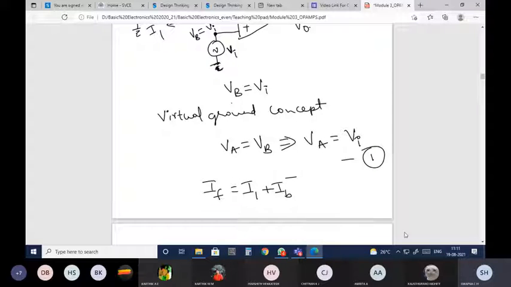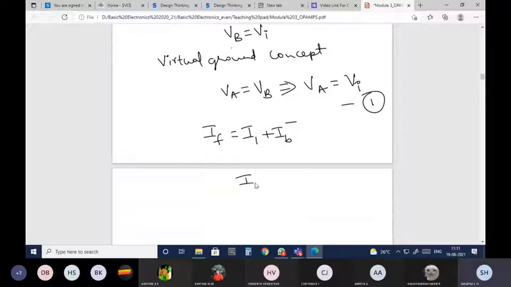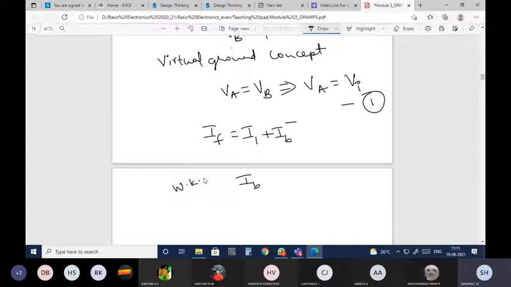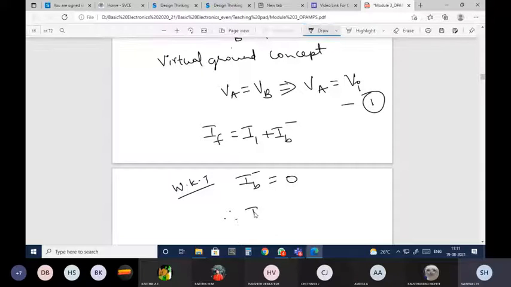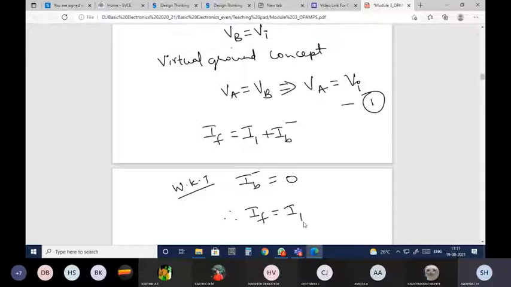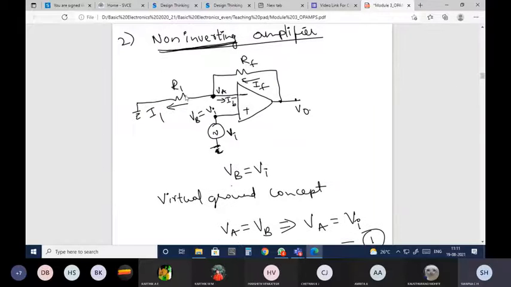Anyway, IB minus value is equal to 0. We know that IB minus is equal to 0. So therefore, IF is equal to I1. This I will name as equation 2. Again, I need to represent this I1 and IF in terms of node voltages.